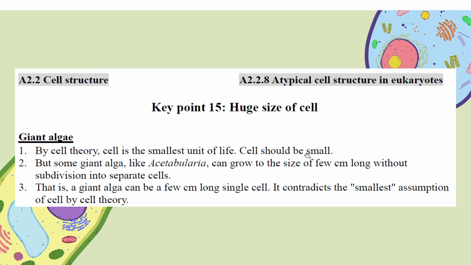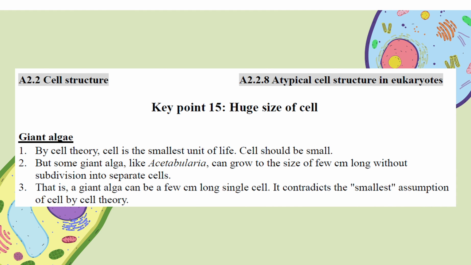Oh no, sorry, cell theory has another problem again. Another limitation of the cell theory: giant algae. By cell theory, cells are the smallest unit of life, right? But unluckily, some unicellular cells can be very big. For example, in giant algae, one single cell can be centimeters long and you can see it with naked eyes. So it contradicts the smallest-unit assumption of cell theory, but it's just one example.